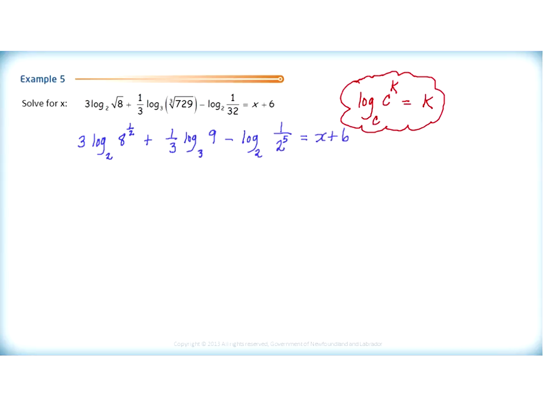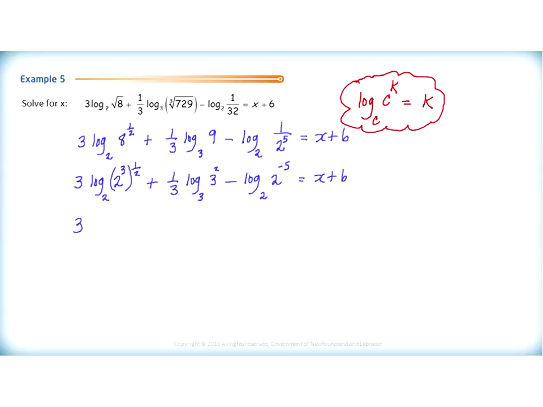So then we have 3 times the log of, the number 8 can be rewritten with a base of 2. 8 is the same as 2 cubed raised to the power of 1/2. Then we have 1/3 multiplied by the log of, 9 can be written as 3 squared since we have a base of 3. And 1 over 2 to the 5th can be written as 2 to the power of -5 equals x plus 6.